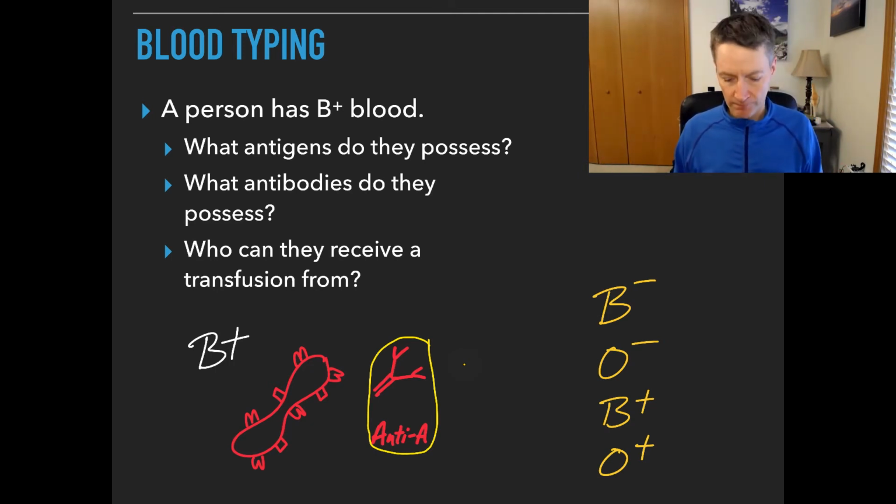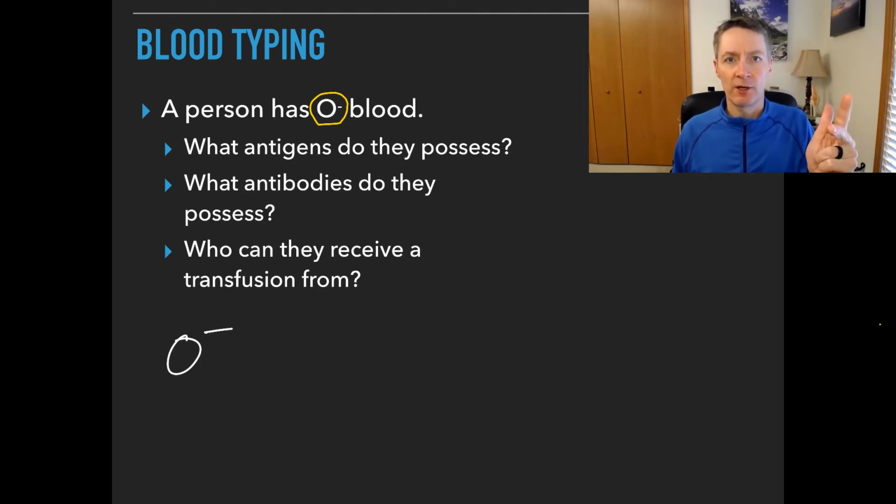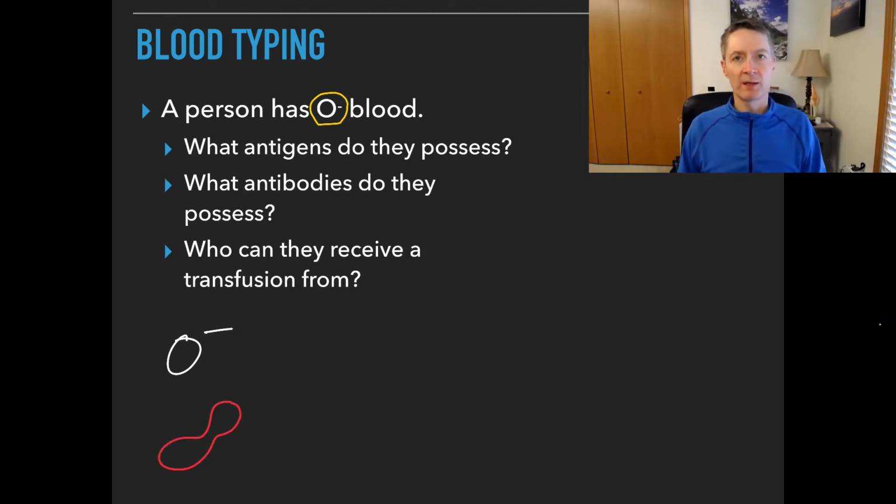So this person has 4 different blood types at their disposal that they could get if they were in need of transfusion. Let's do another one. Let's do the same questions, and we're dealing with O negative blood. Okay, what antigens do they possess? I want to draw myself a picture. It's O negative blood. I have to envision the blood cell. It's going to have no A's on it, no B's on it, and it's negative, so there's no Rh factors on it. There it is, bare naked cell, right? No A's, no B's, no Rh.